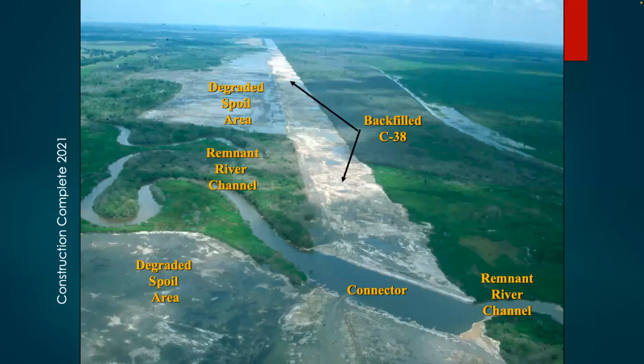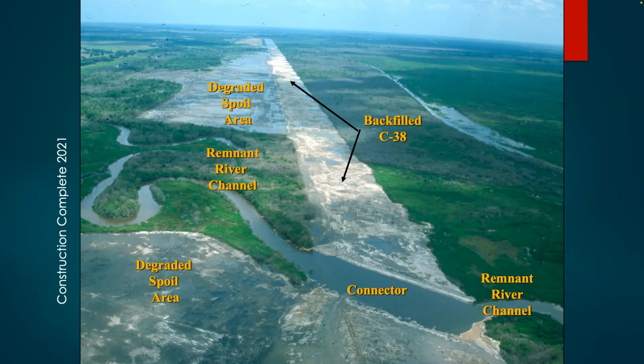So here's a picture of the backfill. If you see that straight line down the middle, that is the old C-38 that's been backfilled. And up in the left-hand corner, you can kind of see the spoil, the dirt. That's where, when they were dredging, they simply dredged and put the spoil into a berm right beside the canal. So for the majority of this project, they didn't have to haul in dirt. They just pushed it back into the canal and filled it in.